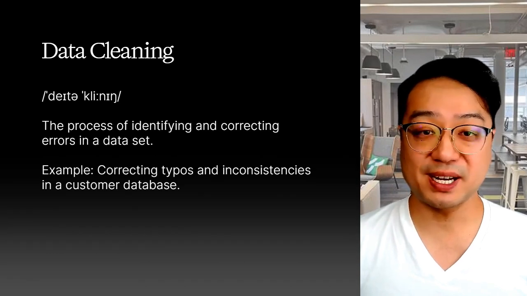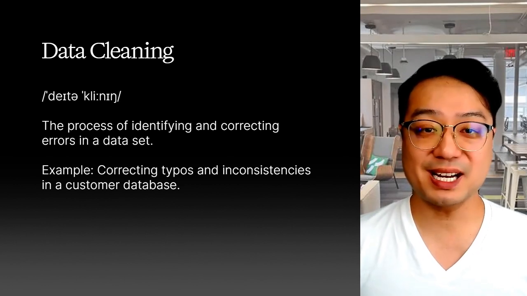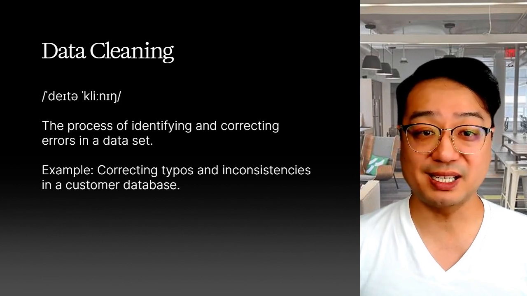To avoid bias, we need to perform data cleaning. This involves identifying and correcting errors, inconsistencies, and missing values in our data. Think of it like tidying up your room before you start a project. You want to make sure everything is in its place, and then you have all the materials you need.